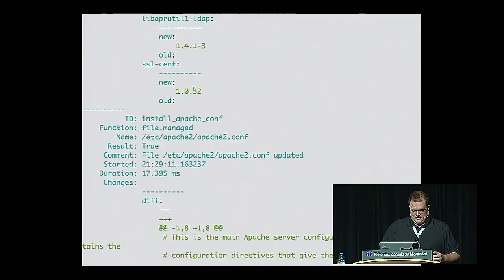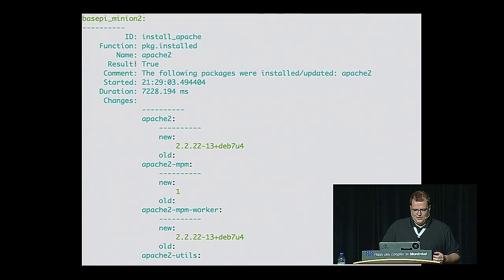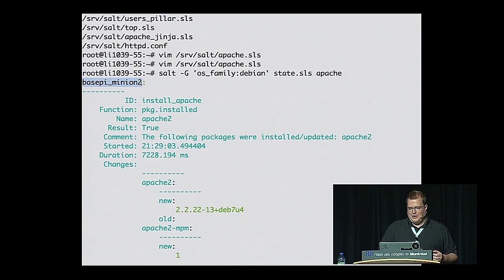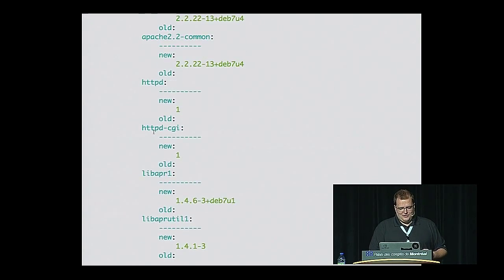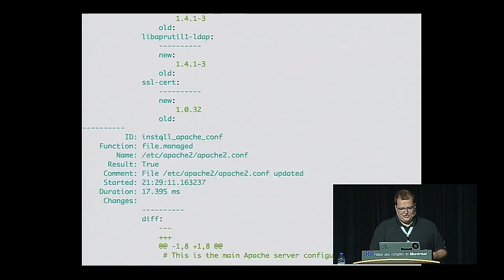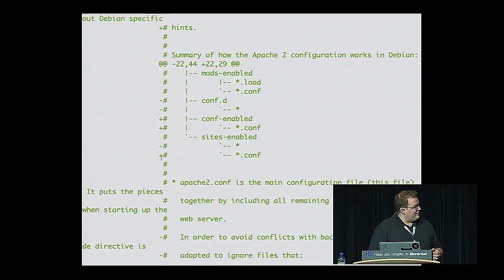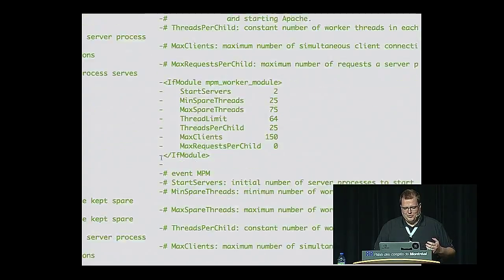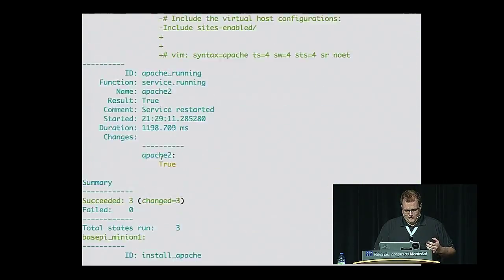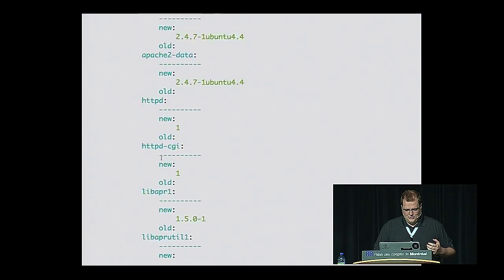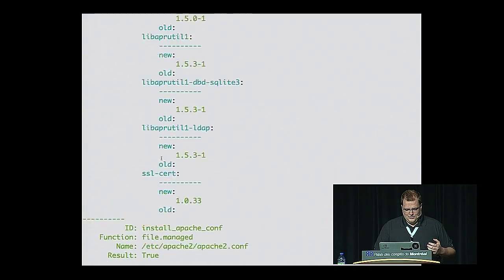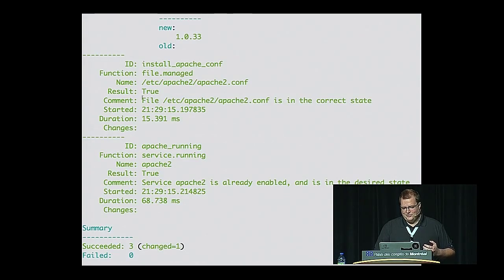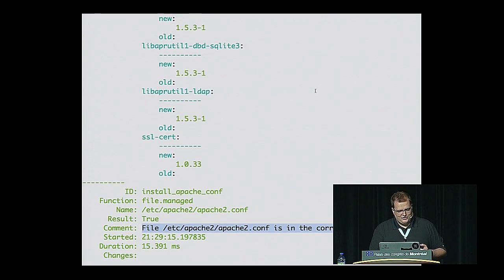So we're already getting stuff back. So this is our Minion 2, which is my Debian Minion. And so you notice it installed Apache. It tells us all the different packages that changed. This diff is how the Apache conf file changed. And it's fairly hefty because, again, I pulled this from an Ubuntu machine. If we scroll down a little further and find one of my Ubuntu machines, we can see that apache.conf is actually in the correct state because we didn't make any changes.